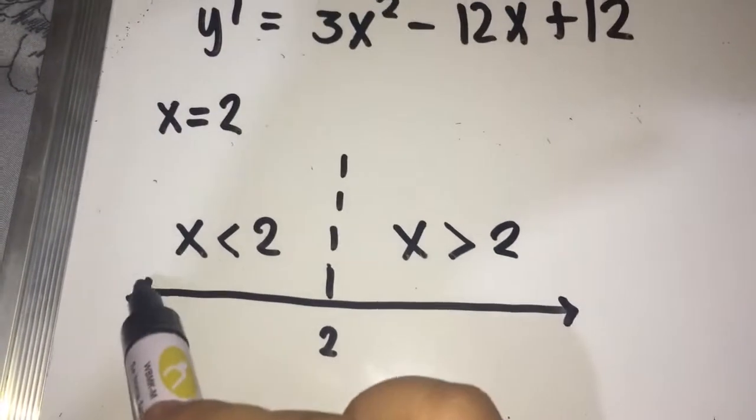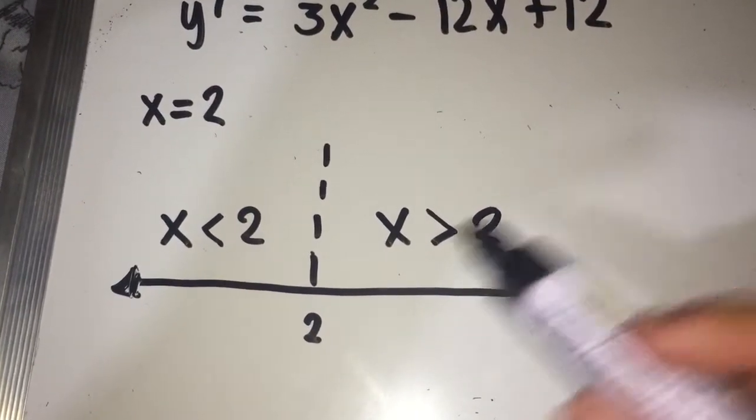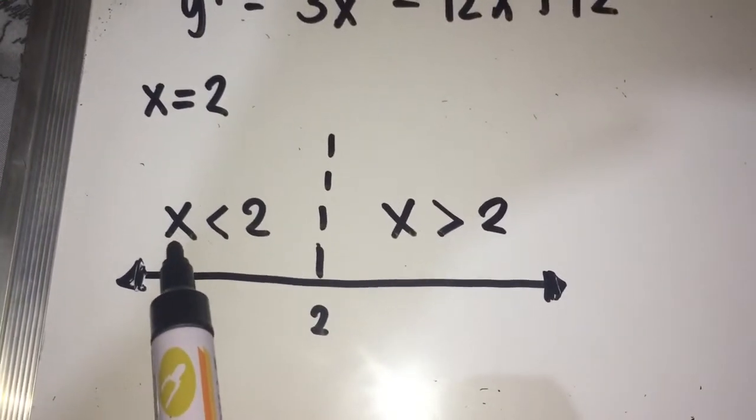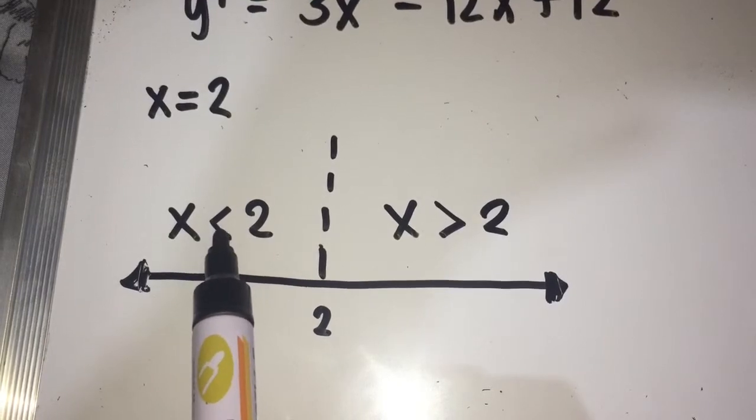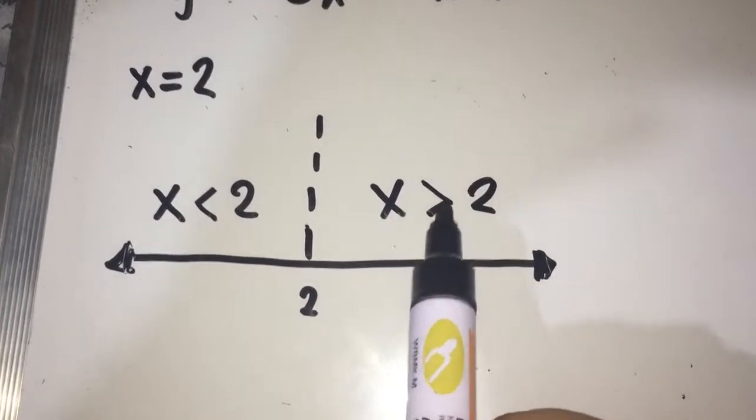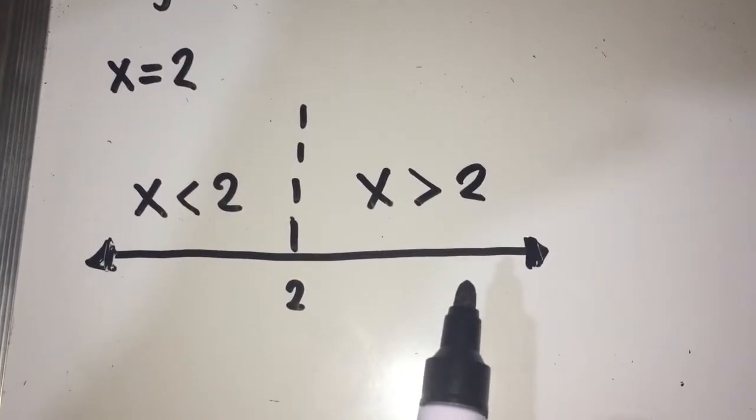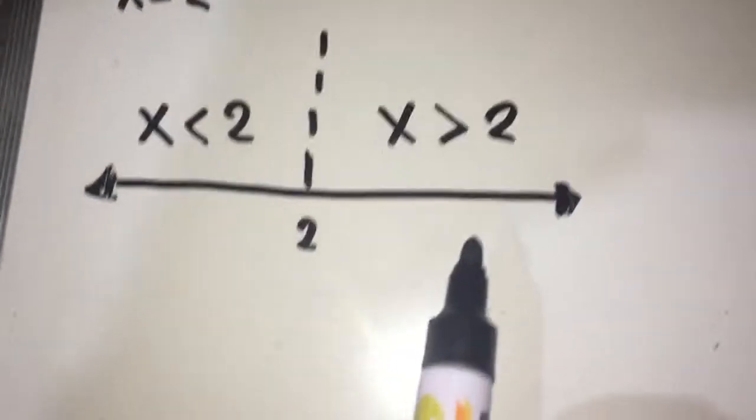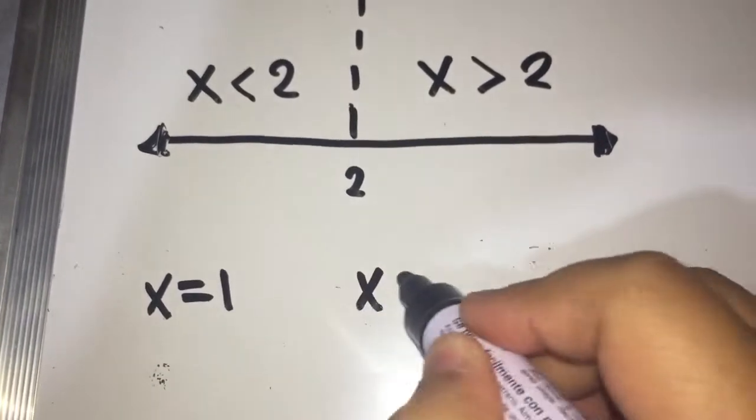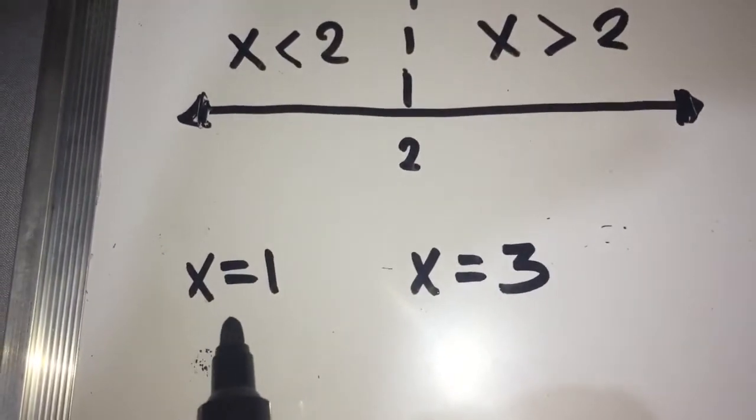we will draw our line and indicate 2 as our x, which is in the middle. This means that x is not less than 2 and x is not greater than 2. So we must think of values that are less than and greater than 2. Those are x equals 1 and x equals 3, because 3 is greater than 2 and 1 is less than 2.